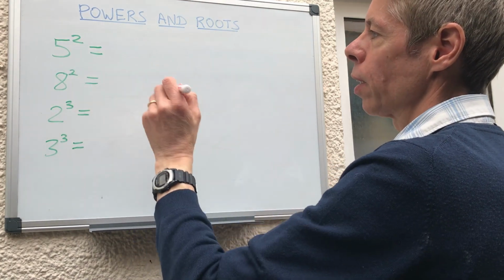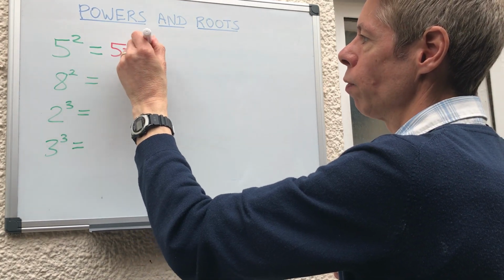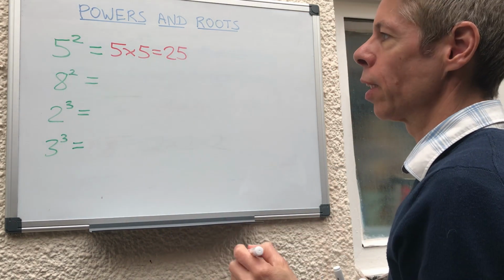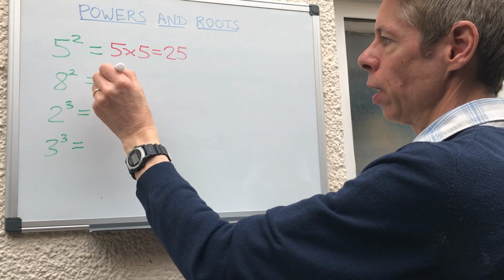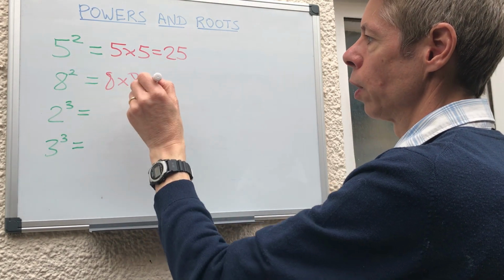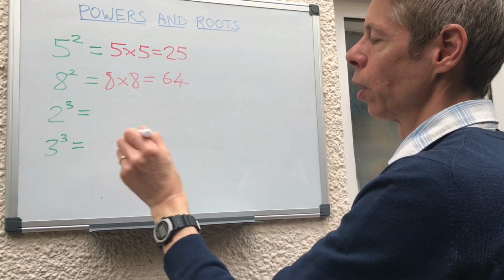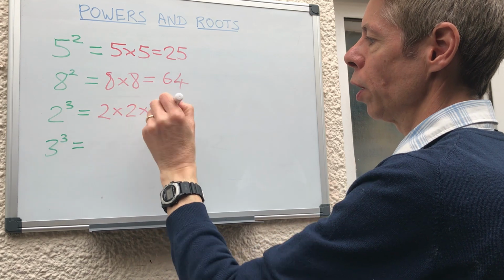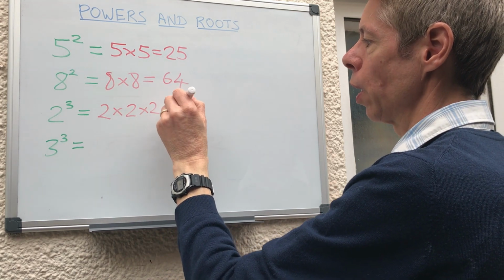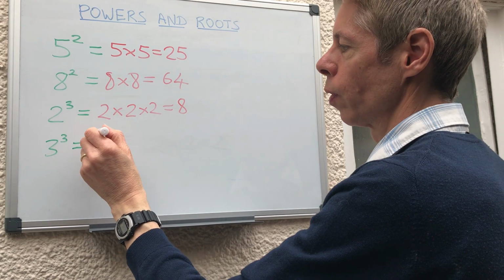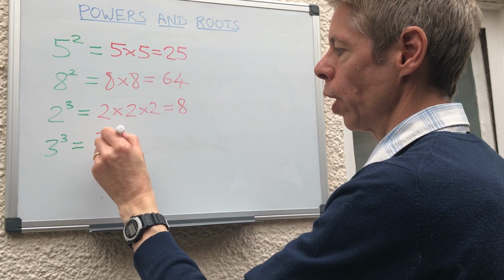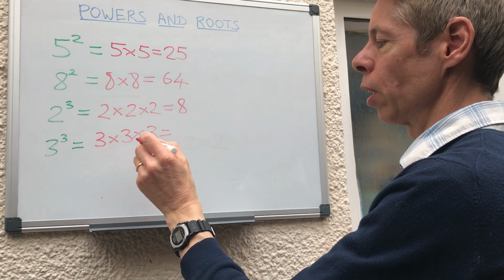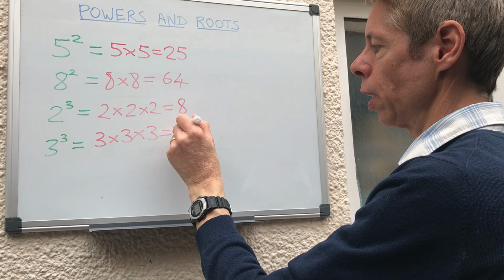So 5 squared, hopefully you got this one, is 5 times 5, which means it's 25. 8 squared, got a 2 there, so that means it's 8 times itself, which means 64. 2 cubed, which means you have to have 3 2's. 2 times 2 times 2, which equals 8. 3 cubed, you have to have 3 3's. So 3 times 3 times 3. So 3 times 3 is 9. 9 times 3 is 27.